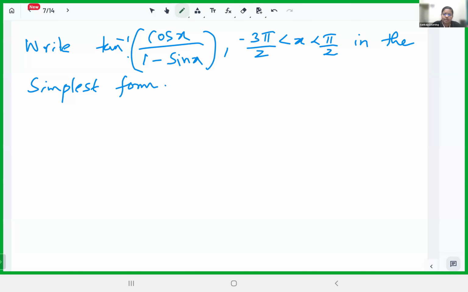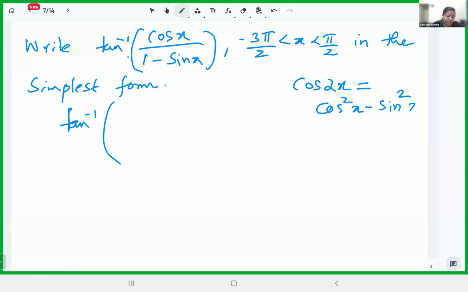So how will you write the simplest form? We have to use trigonometric identities and solve it and reach the simplest form of this one. All right. So here this cos x can be written as, we have to apply the identity: cos 2x can be written as cos square x minus sin square x, right?